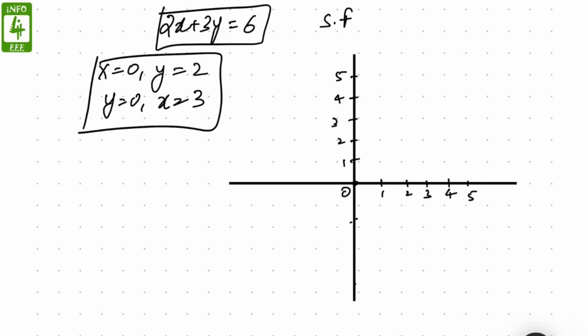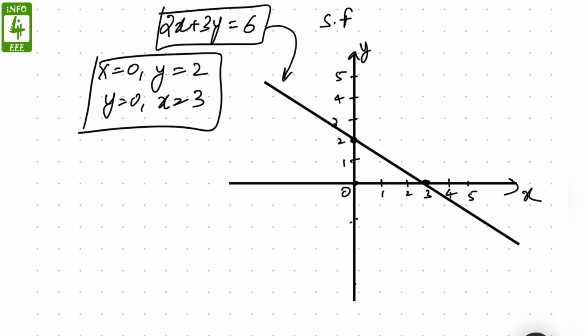Now if x is 0, which is this line, then at that point y is 2. If x is 0, then y is 2. When y is 0, which is this line, then x is 3. So these are the 2 points. So now we need to draw a line. So this is the line which we want to draw. So this is the equation of a line, right?